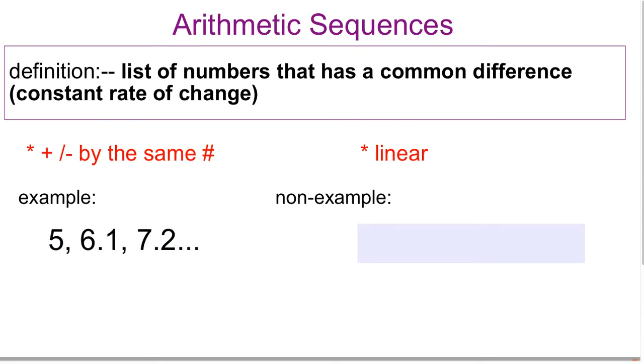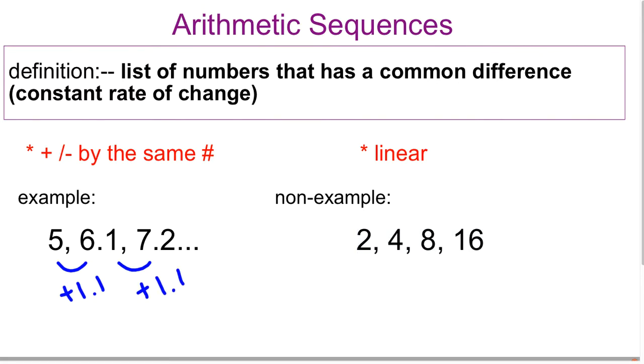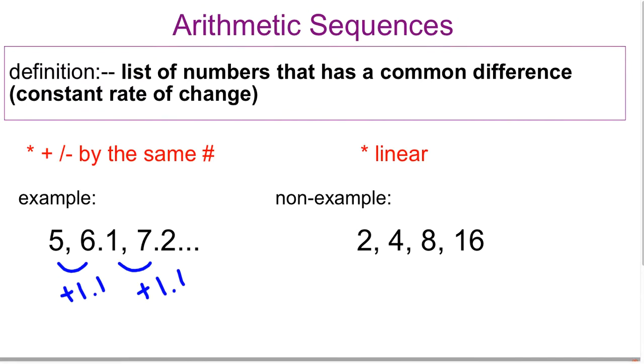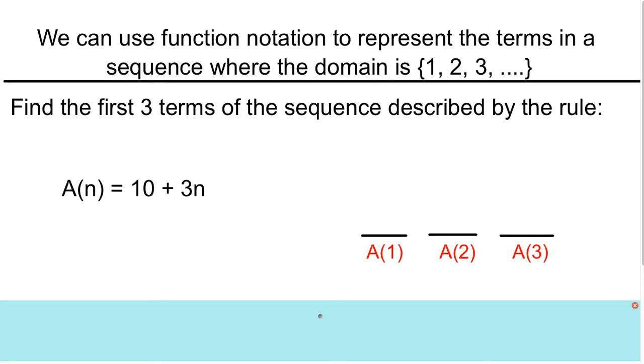An example of that would be this. You can see we're going up by 1.1 each time. Something that's not an arithmetic or linear sequence would be this. Here we add 2, add 4, add 8. There's a pattern, but it's not the same, so it's not arithmetic.